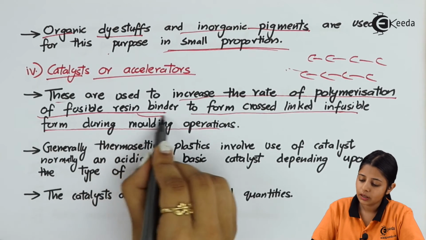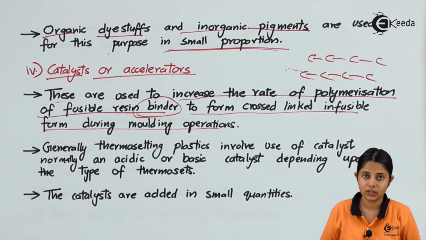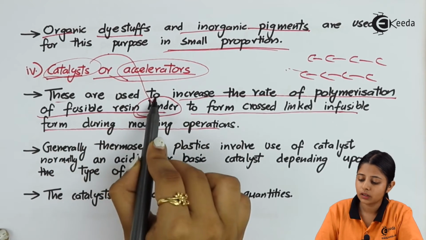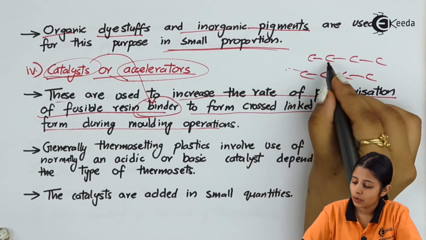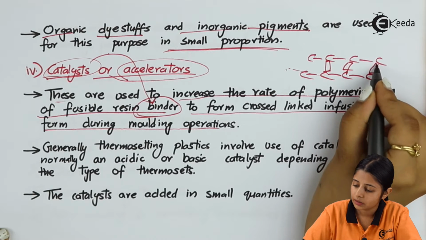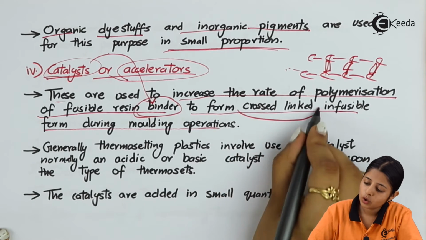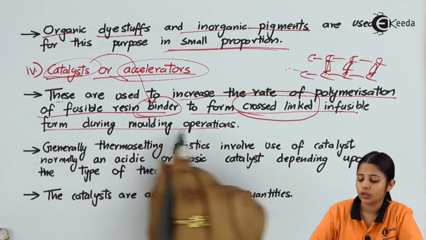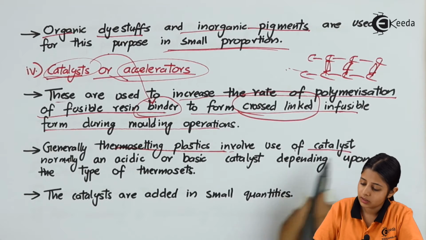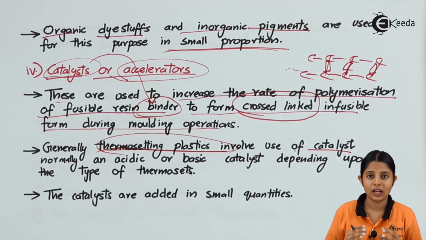To this resin, I'm adding a certain kind of binder. This binder will help in binding the molecules of the resin. Now these catalysts or accelerators will help this binder to bind the resin very quickly. If I am adding certain kinds of binders, these square boxes are my binders. This will start binding these carbons vertically as well, and they will form a cross link over here which is infusible during the molding operations. Generally, thermosetting plastics involve use of catalysts. Thermosetting plastics are plastics which have many cross linkages.